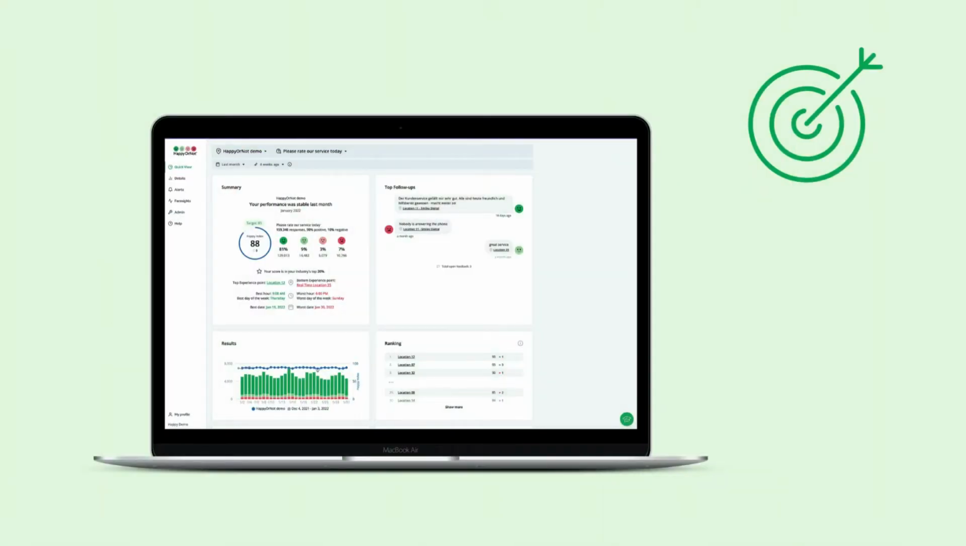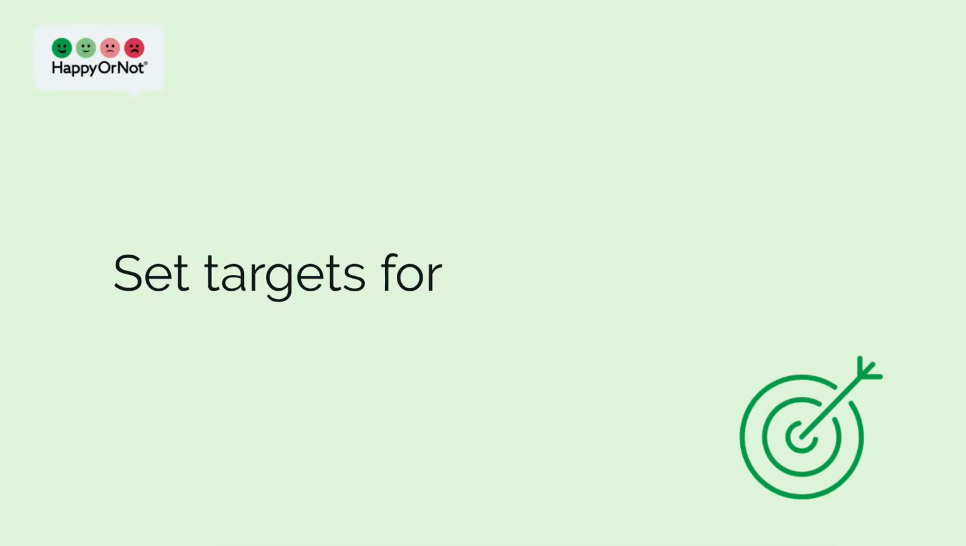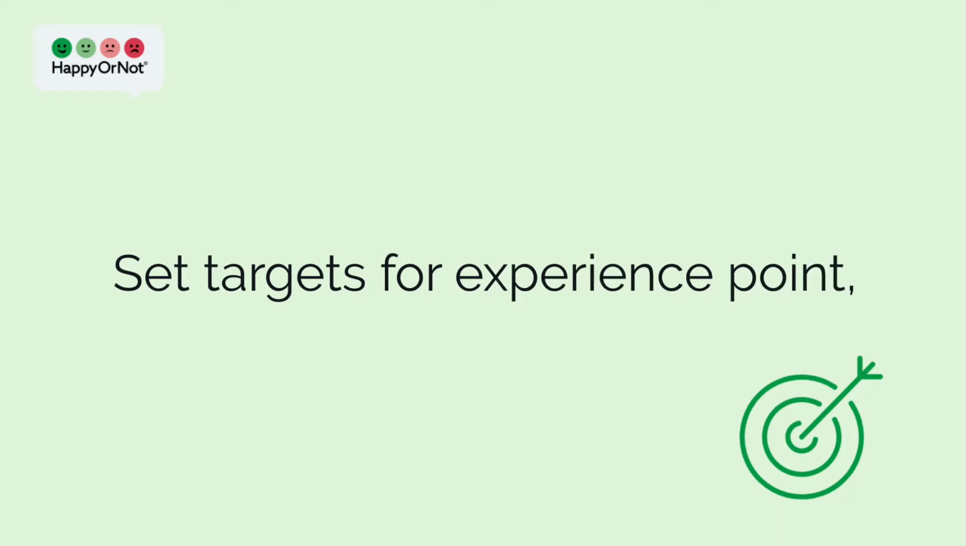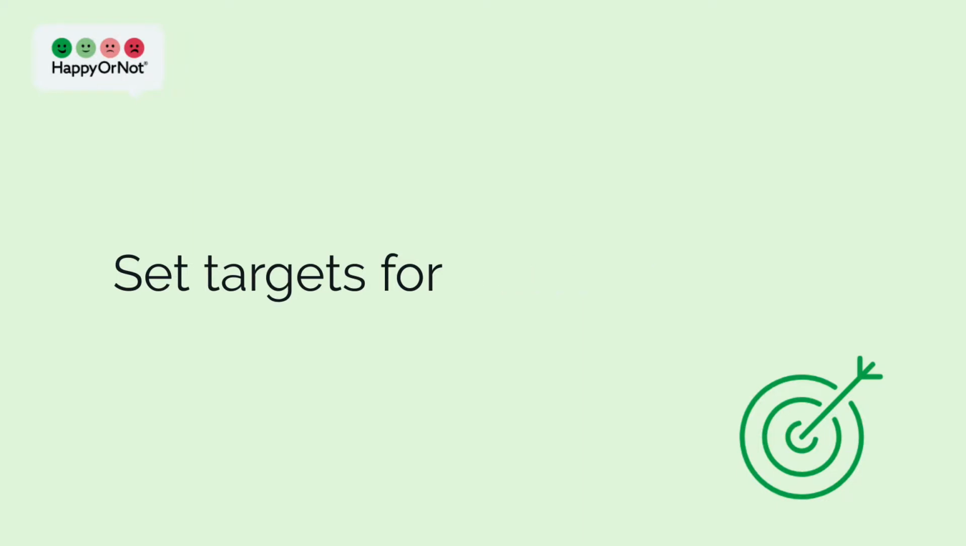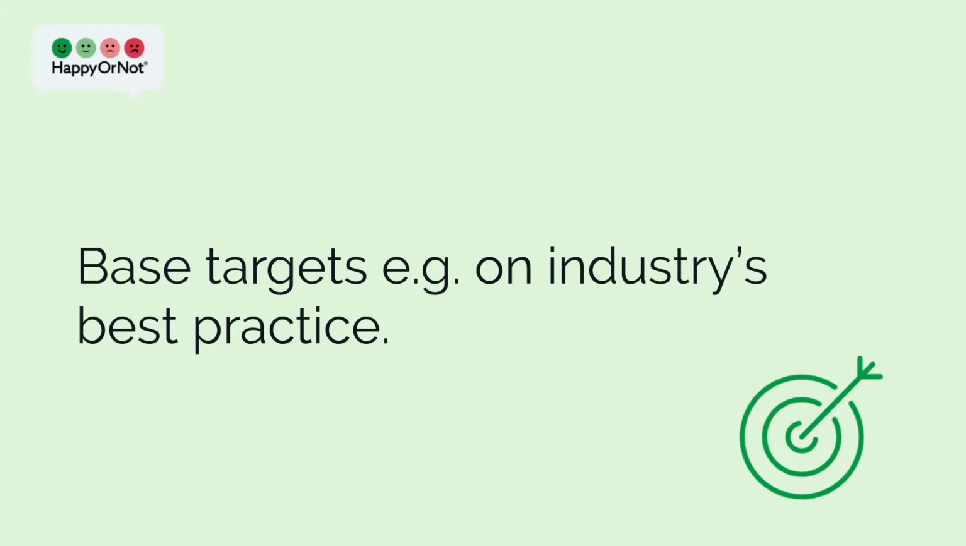One way to measure success is to set up targets. Happy or Not Analytics allows admins to set up individual targets that performance can be measured against. Targets can be set up for the whole organization, for any experience point, experience group, or for a survey. It's good to define targets based, for example, on industry best practice.